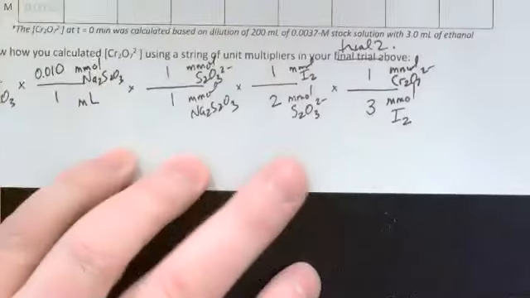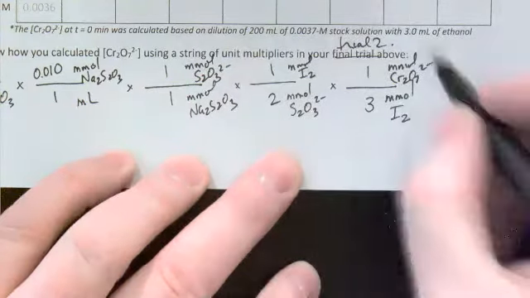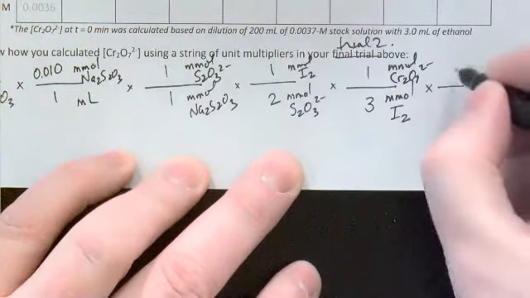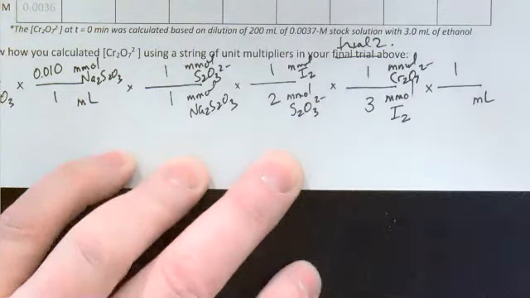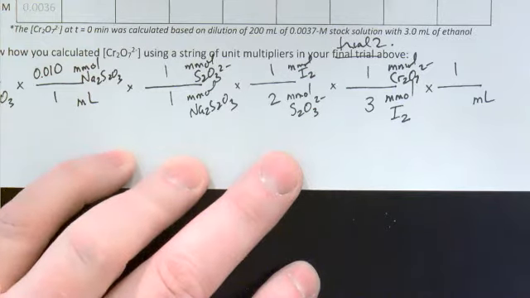Now we're almost there. We have millimoles of dichromate, but we're trying to find its concentration. So what do I need to do as my last step? Divide by the volume. Volume of what? Since this is millimoles of dichromate, we're going to divide by the volume of the potassium dichromate. Now you could say maybe we should switch to potassium dichromate, but let's skip that step. We're going to divide by the volume of the dichromate, right?